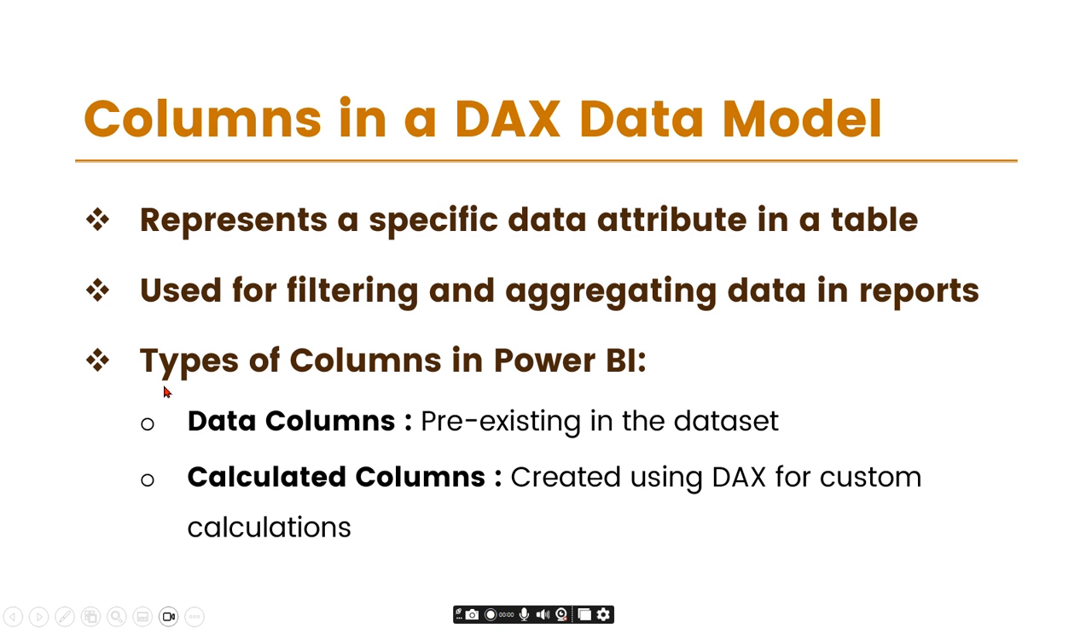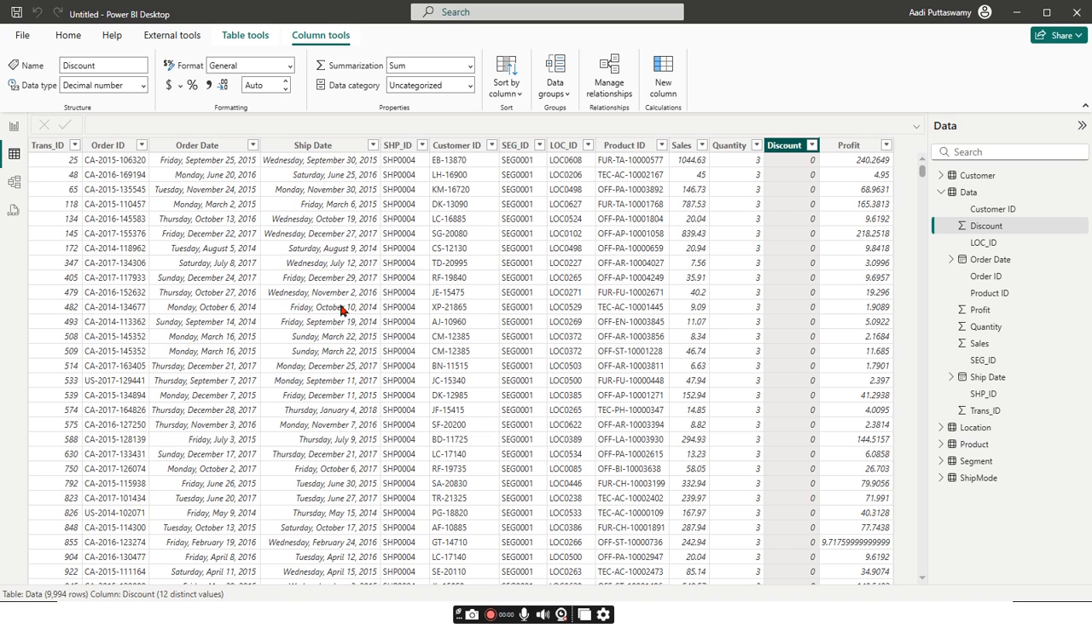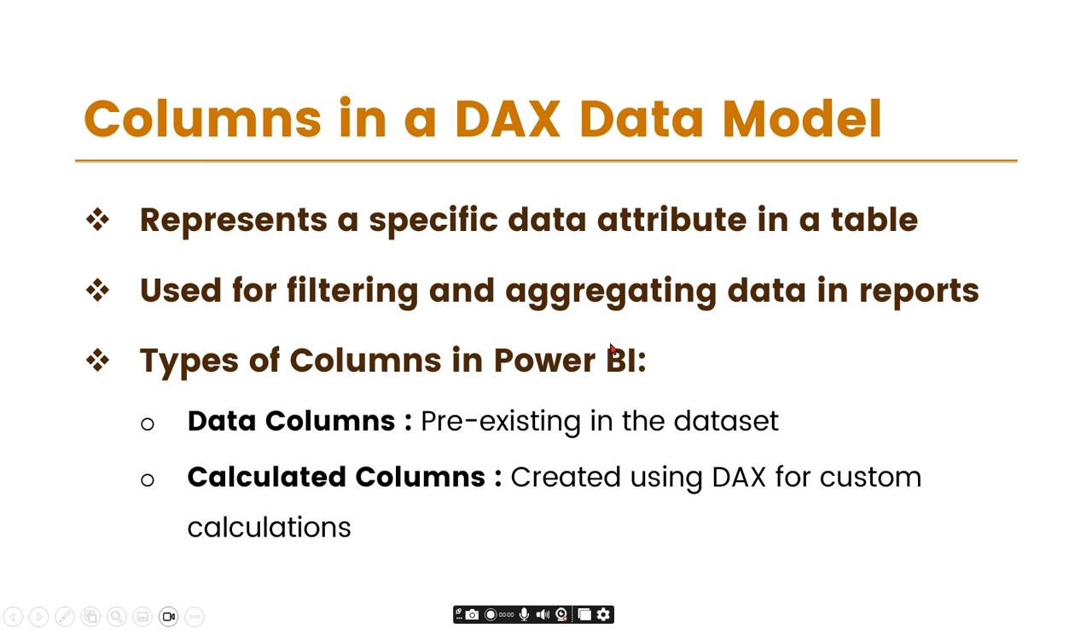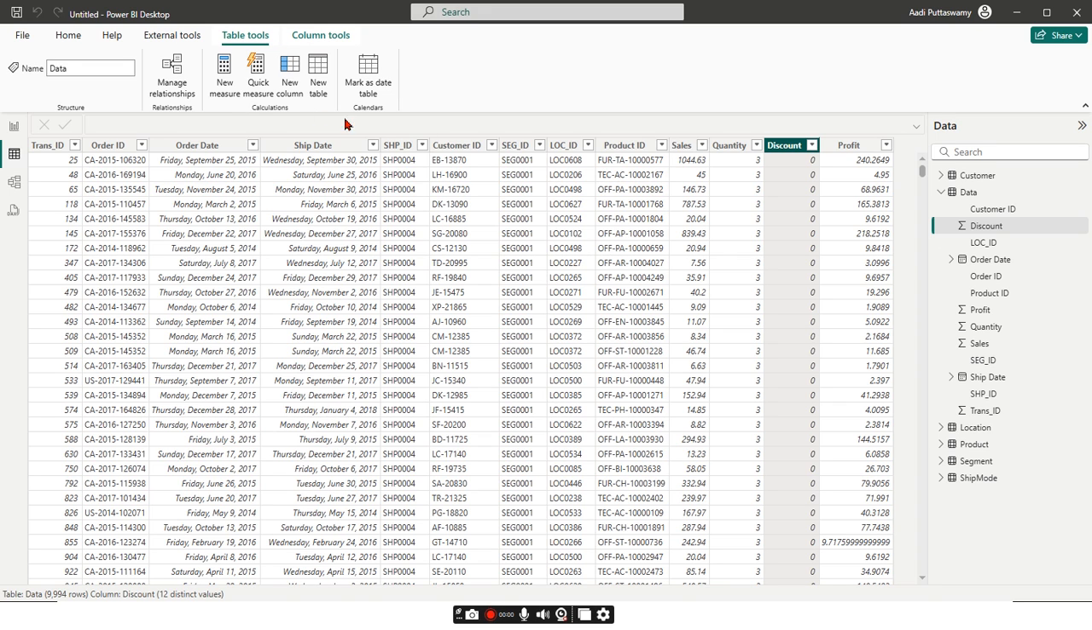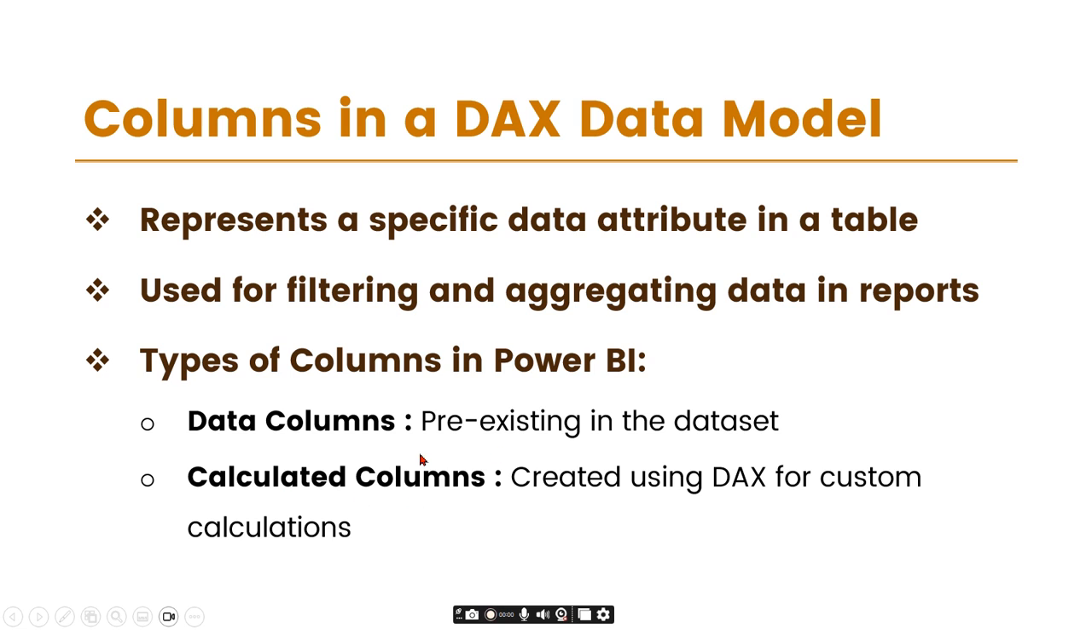Right. Different types of columns: we have data columns and calculated columns. So what are data columns? They are nothing but the columns you saw here. These are data columns. Calculated columns are nothing but what we have already seen, that we can create some columns here. We can create the columns by using New Column. This will create one more column here. So that is called a calculated column.